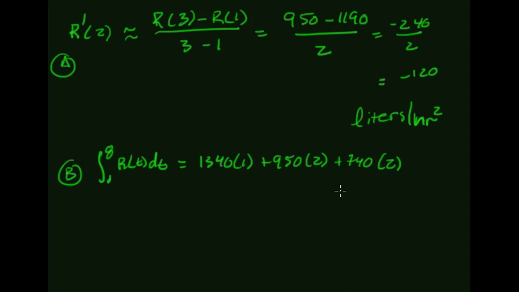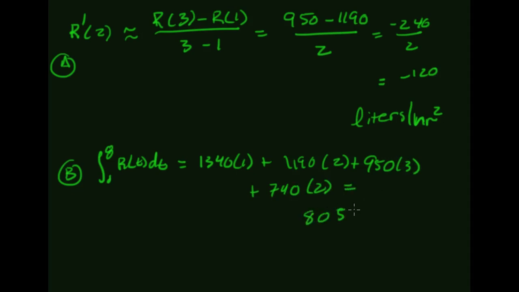I missed one in there. Let's back that up. 1340 times the width of 1. The next left-hand mark would be 1190 times a width of 2. There we go. Plus 950 times the width of 3 plus 740 times the width of 2 comes out to 8,050 liters. Okay, so we're going to move forward from there.